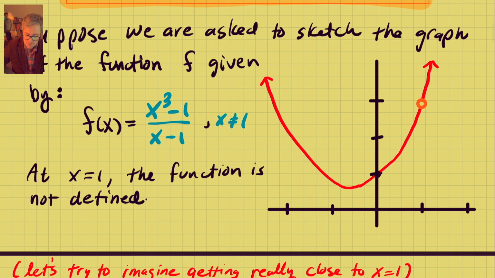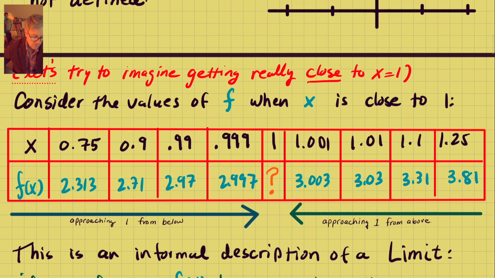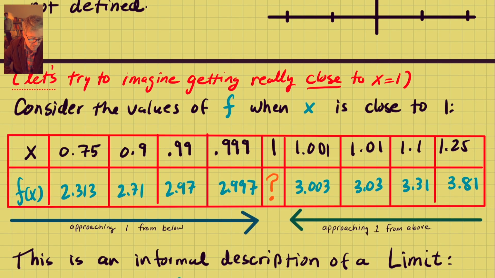If you think about our image, this is x equals 1. We start by looking at it from this direction, and then we can also look at it from this direction. What we're interested to know is what is the value of the function as I do this? I've got those values on here. When x is 0.75, f of x is 2.313. You can confirm this by plugging it into a calculator on your own. Then we get 2.71, 2.97, 2.997. Indeed, if we were to continue, we'd get 2.9997, 2.999997. You can see that we're getting closer and closer to a value of 3.